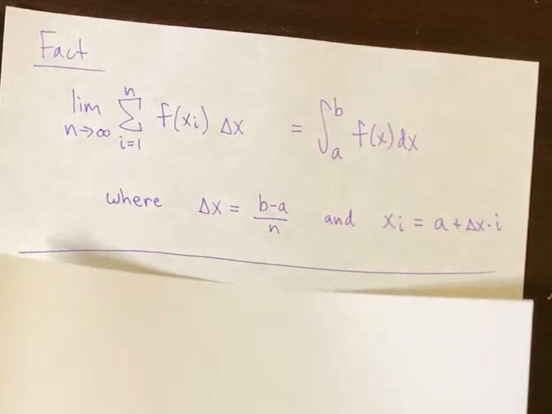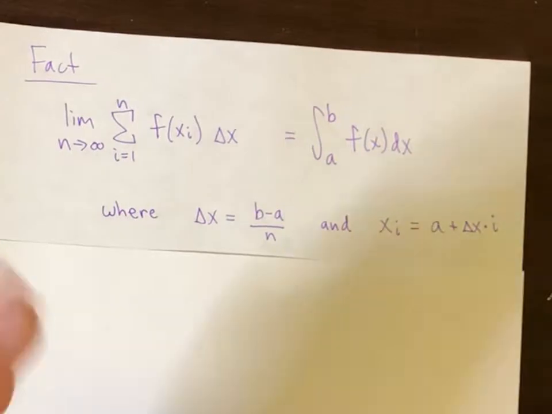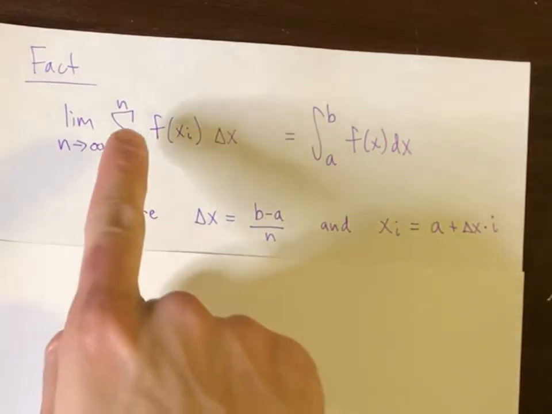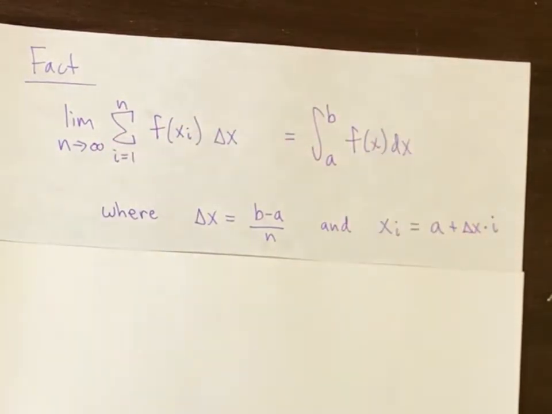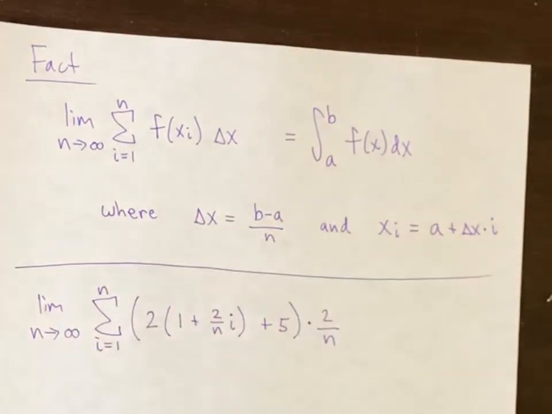Okay, so here is a definition that you want to commit to memory or to write down on a cheat sheet if they allow you. This fact right here is going to show us how to go from a Riemann sum to an integral expression. So that's a fact that's in your textbooks. It should be somewhere in there. Let's use that to convert this Riemann sum into an integral.